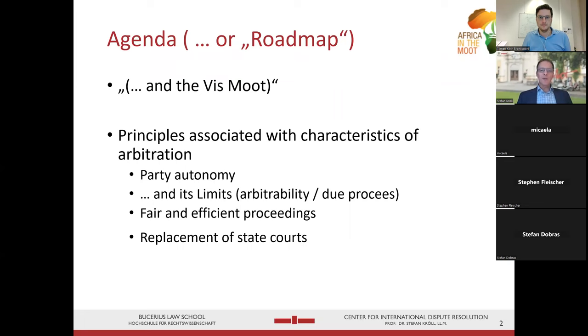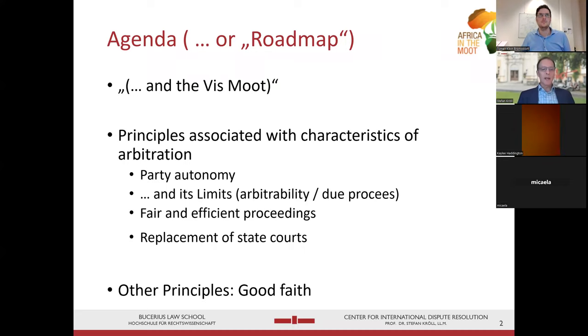Not for the first part of the title, but for the second part of the title and the Vis Moot. So I would start with the Vis Moot and then move on from there to first principles associated with characteristics of arbitration, in particular party autonomy and its limits, fair and efficient proceedings and replacement of the court. And then as a final principle, the principle of good faith, which may be relevant in this moot court case.